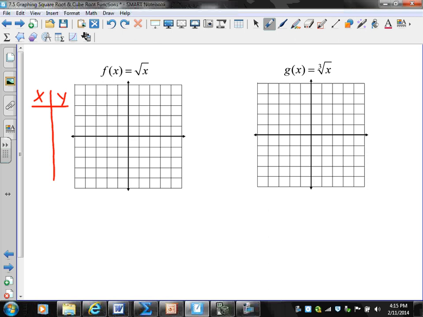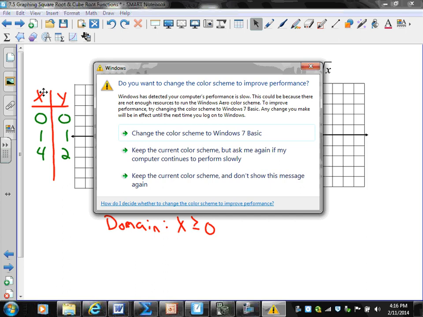So right away I can say that my domain for the square root function, by the way, is x has to be greater than or equal to 0. Just a little side note there. So let's get some points. Okay, well, I can take the square root of 0, and the square root of 0 is 0. Other values that we should know: the square root of 1 is 1. The square root of 4 is 2. And that's probably all that's going to fit on my screen here.